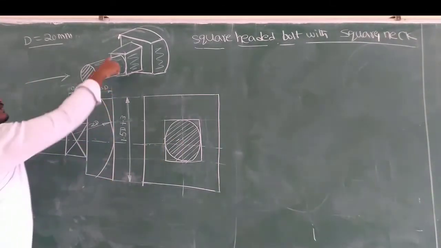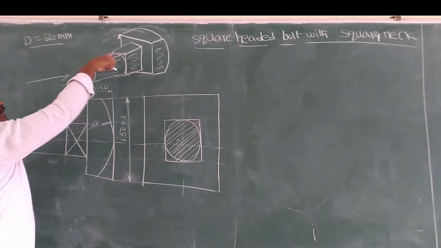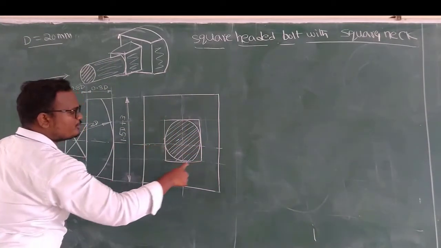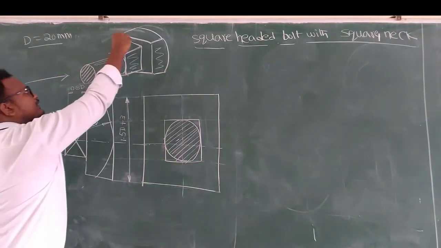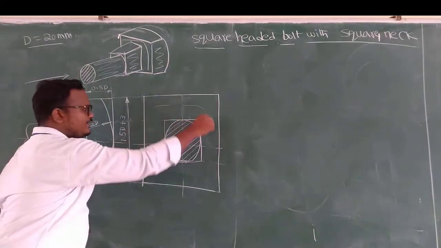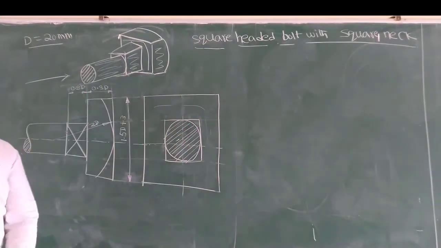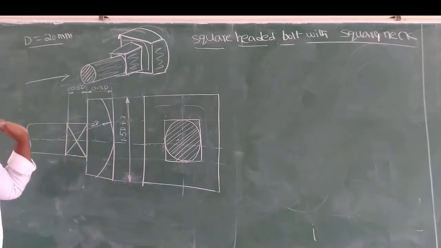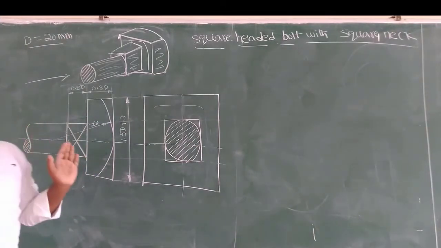Okay. After that, the square part also visible, no? That is the square part. After that, this head also visible, no? So that is the head of the bolt. Okay. So this is the square-headed bolt with square neck.